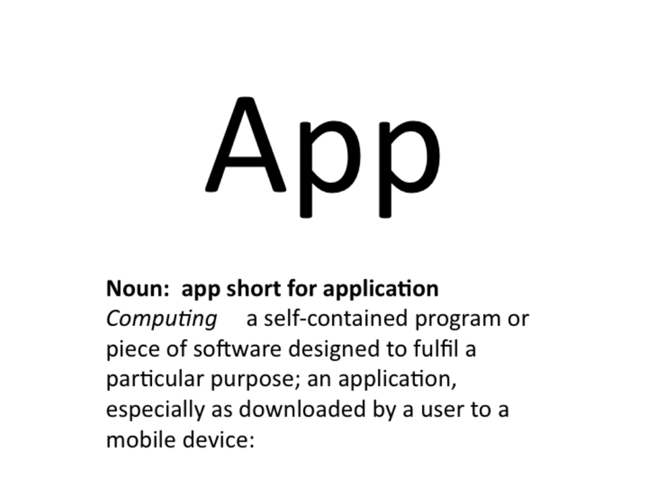The word app is short for application. In computing, that's a self-contained program or piece of software designed to fulfill a particular purpose. An application runs on the operating system onto which it's installed. It's especially as downloaded by a user to a mobile device.